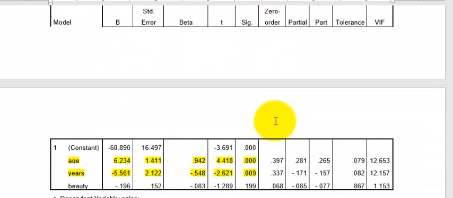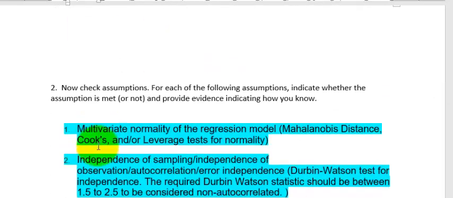And again, you can either look at the beta weights or the parts, which is actually semi-partial. But they are significant. Make sure they're significant. So again, age is the best predictor, years is the second best.